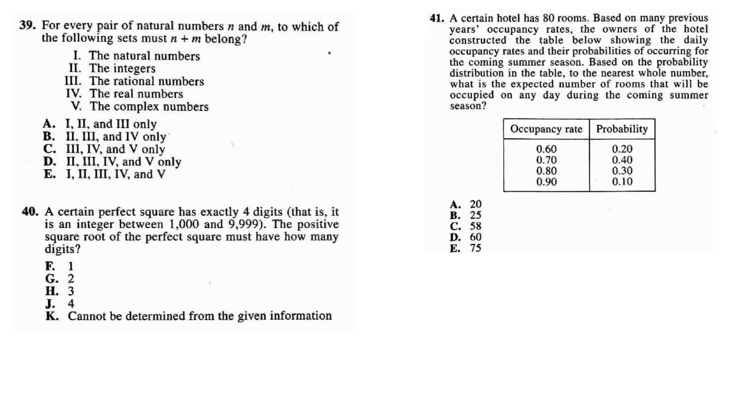All right, so for 39, it says for every pair of natural numbers n and m, to which of the following sets must m plus n belong to? So most everybody, we're not used to seeing natural numbers, and we're not real sure what natural numbers might be. Natural numbers would be what you can count on your hands and feet. That's one way to put it.